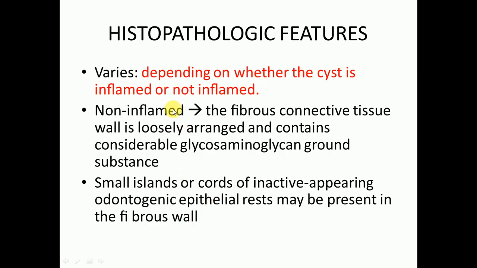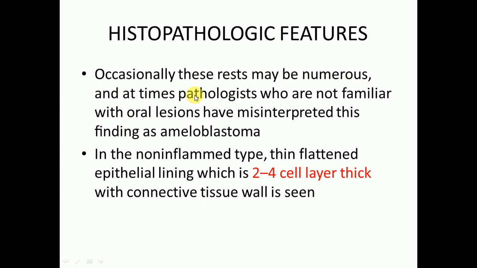If we talk about histopathological features, there are some varieties, and they depend on whether the cyst is inflamed or not inflamed. If they are not inflamed, then the fibrous connective tissue wall is loosely arranged and contains considerable glycosaminoglycan ground substance. Small islands or cords of inactive appearing odontogenic epithelial rests may be present in the fibrous wall. Occasionally these rests may be numerous, and at times pathologists who are not familiar with oral lesions have misinterpreted this finding as ameloblastoma. In the non-inflamed type, a thin flattened epithelial lining, which is 2 to 4 cell layers thick, with a connective tissue wall, is seen.